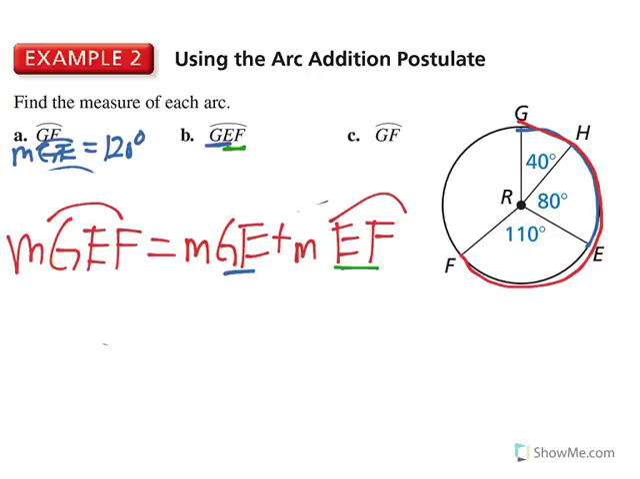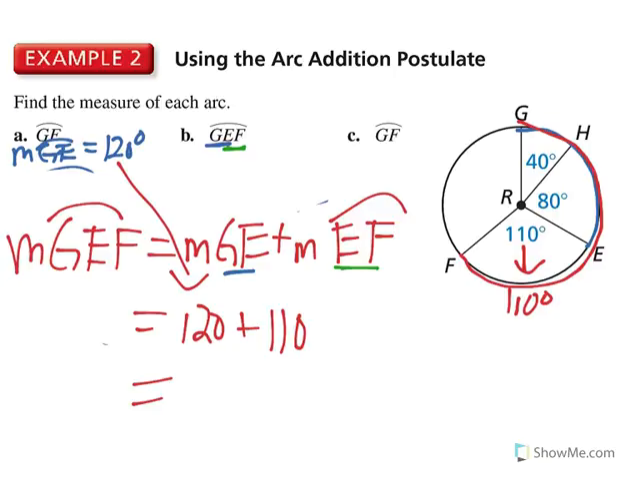I know all these parts now, so I can plug them in. GE we just found, so I'm going to put in 120. EF it says is 110 because I can put it on the outside for that arc, so that's 110. So if I add them up, I get 230 degrees. So the measure of arc GEF is 230.